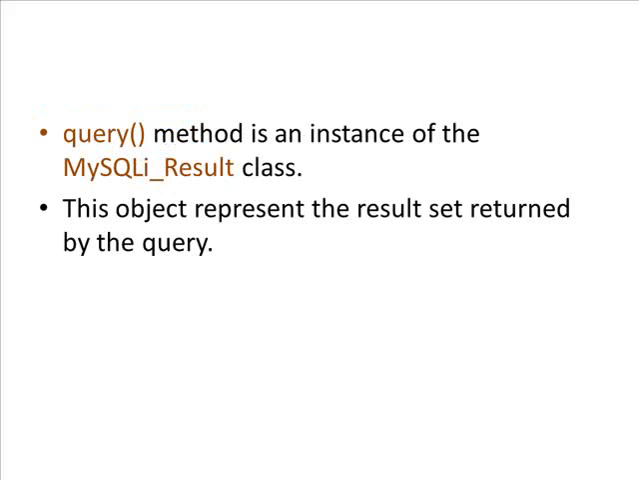If, on the other hand, the query is successful and returns one or more records, the return value of the query method is another object. This one is an instance of the MySQLi_Result class. This object represents the result set returned by the query, and it exposes various methods for processing the individual records in the result set.